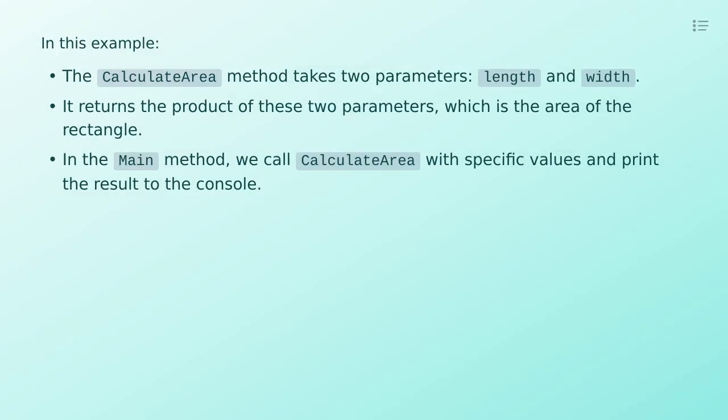In this example, first, the calculateArea method takes two parameters, length and width. Also, it returns the product of these two parameters, which is the area of the rectangle. Finally, in the main method, we call calculateArea with specific values and print the result to the console.